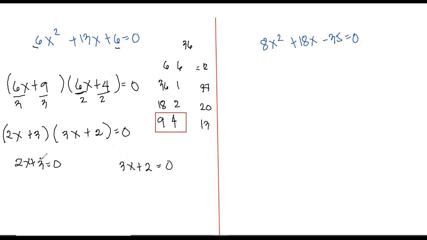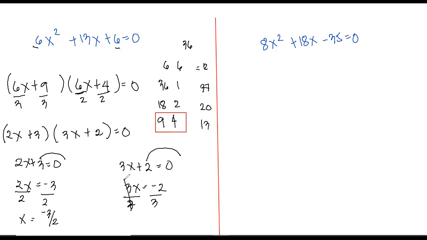So now let's transpose positive 3 to the right side of the equation. It will give us 2x is equal to negative 3, then divide them both sides by 2. Okay, so x is equal to negative 3 over 2. So this time naman, itong kabilang side naman po, let's transpose positive 2 to the right side of the equation. We have 3x is equal to negative 2. Then divide both sides by 3 para po maiwan si x.